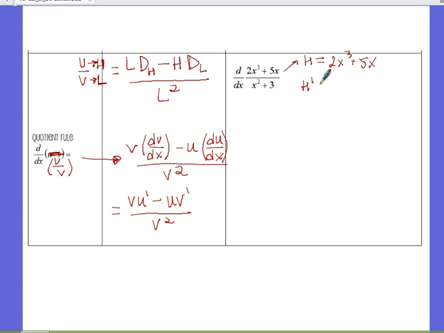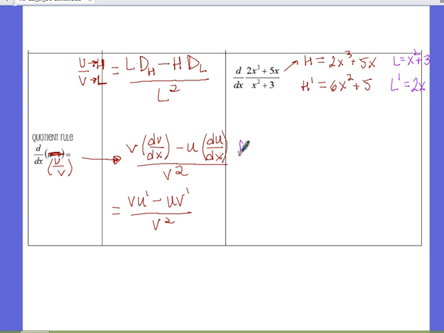My high prime will be, so bring that down, so we get 6x squared plus 5, kind of like before. And then over here to the right, and maybe I'll use purple, we'll do the low function, and the low function is x squared plus 3. I don't know why sometimes the pluses don't come through. Low prime, or d low is the other way to say it, would be 2x.